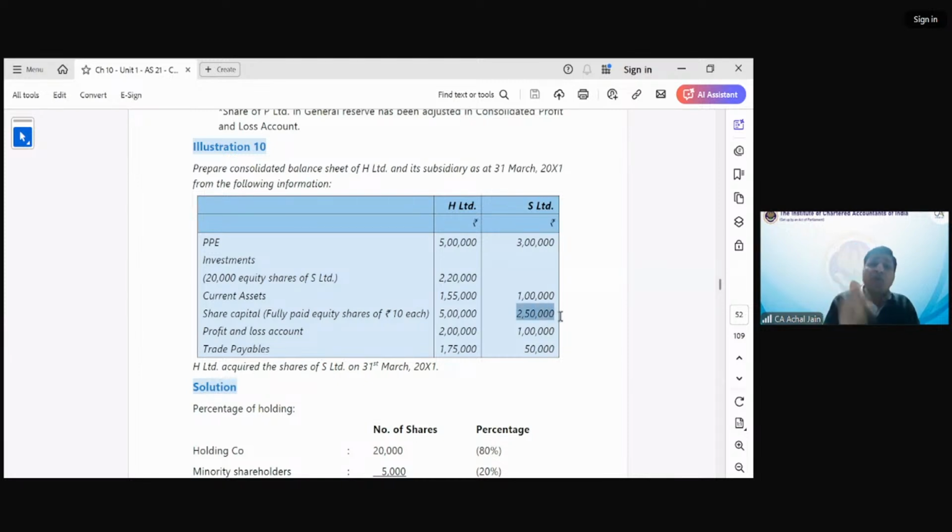The capital of only the parent will be picked up in the consolidated balance sheet. Have we picked up all the reserves of the subsidiary? One proportion, the majority, we have picked up; the other portion will go to minority. And the P&L balance of the holding, will you pick it up? The answer is yes. So let's try to place all of these amounts in the consolidated balance sheet.